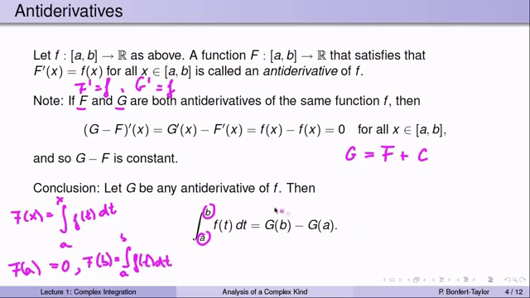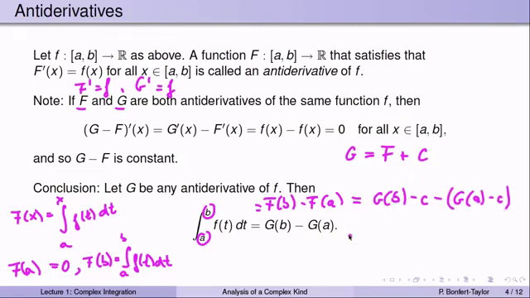So we know this is equal to definitely f of b minus f of a, because f of b is the integral and f of a is 0. But now f of b is the same as g of b minus this constant c, and f of a is g of a minus this constant c. And the constants cancel out, and so you get g of b minus g of a. So that's how easy that is to prove.